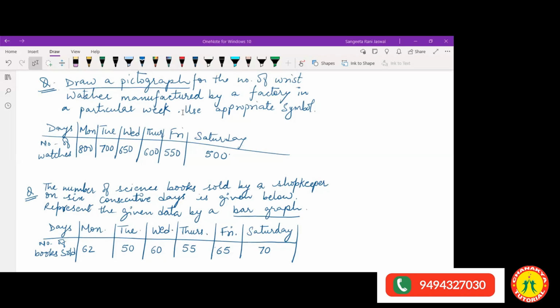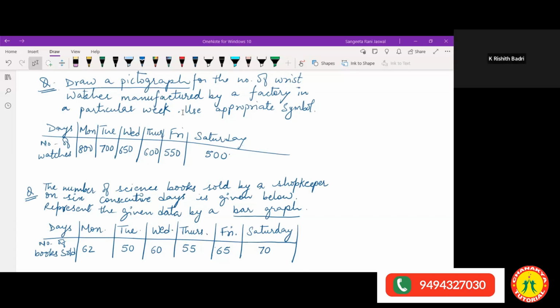Ma'am, I'm done with the bar graph. Done? Yes, ma'am. Okay. Show me, Rishit. Show me on the camera. Yes, ma'am. Show me the bar graph. Okay.